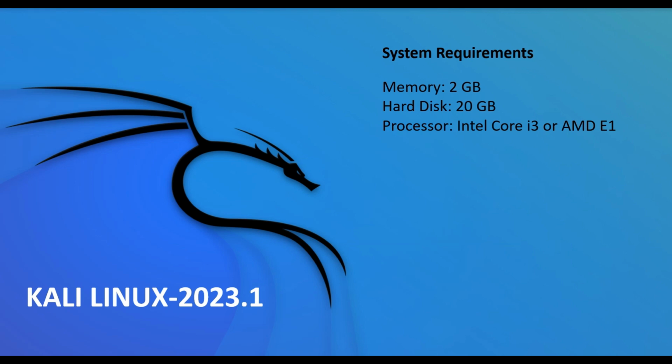There are some recommended system requirements to install Kali Linux. You should have 2 gig free RAM, 20 gig free space on your hard disk, and your processor should be Core i3 or higher. If it is from different vendors, it should be equivalent to Core i3.